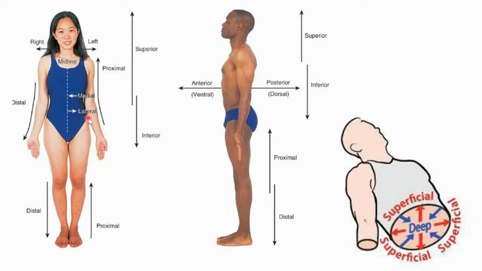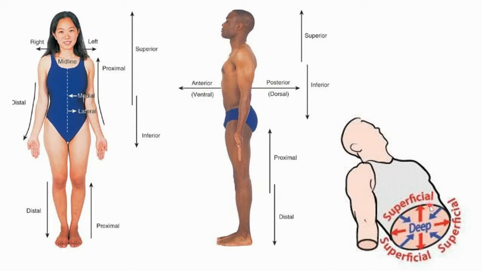Because I can't compare the heart by saying that, oh, the ribs are in front of it, or the ribs are behind it, or the ribs are lateral to it. Because the ribs are everywhere surrounding that heart, I would say that the heart is deep, or it's completely surrounded by those ribs. Or I could say that the ribs are superficial, meaning they're on the outside surrounding that structure.